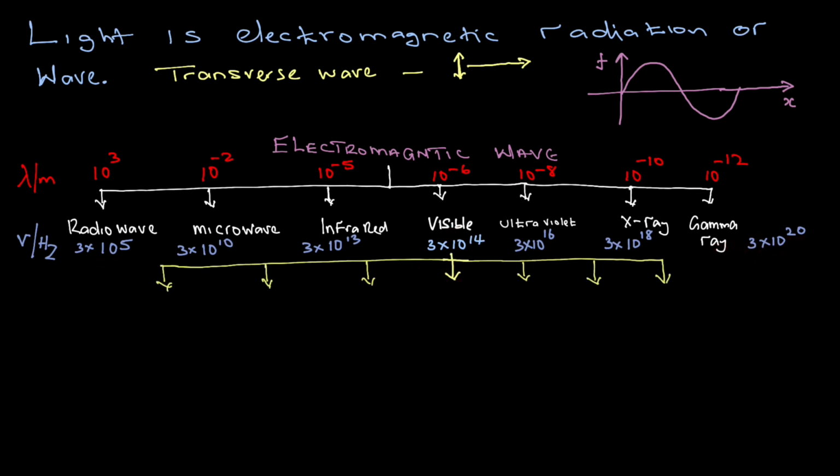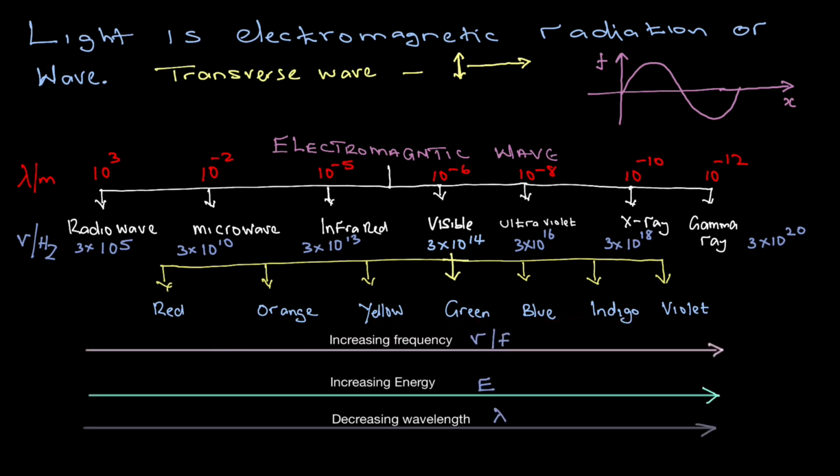For visible, we have red, orange, yellow, green, blue, indigo, violet. The frequency increases as you go from the radio wave all the way to gamma. Energy increases from radio wave to gamma, and the wavelength decreases, as you can see, it's decreasing from radio wave to gamma.